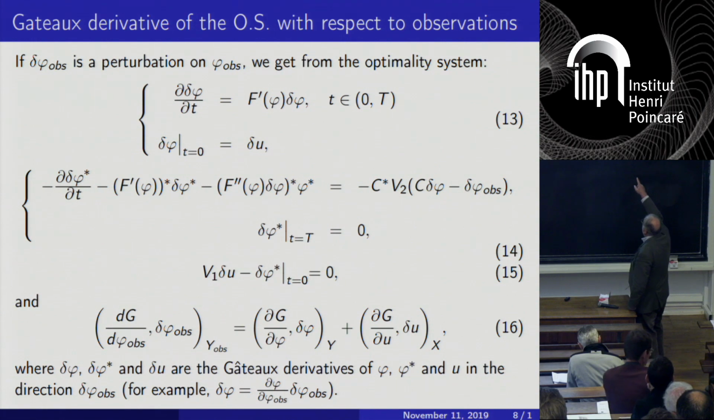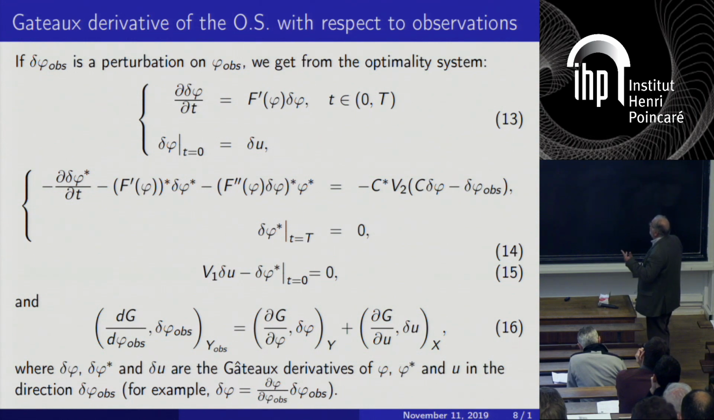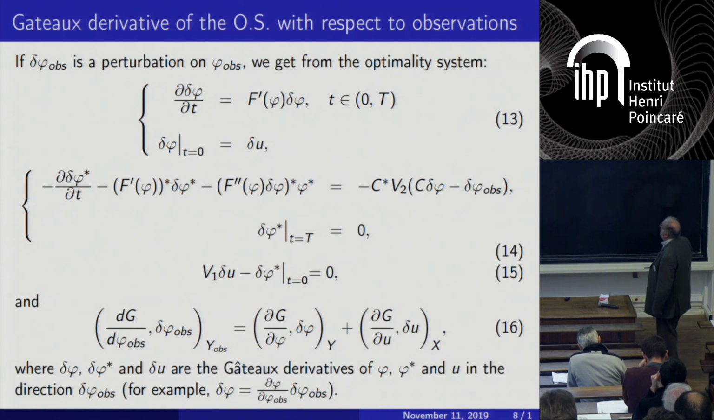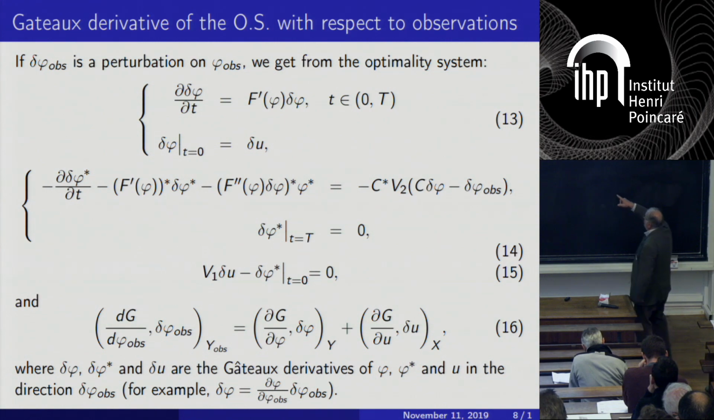So basically, we put a perturbation delta phi obs. The perturbation is on the observation. Then there is a perturbation on the model itself, and the new initial condition is delta u. There is also a perturbation on the adjoint model, and we need the Gateaux derivative of the adjoint model, which is the second equation. So we have this system, and from this system, it's possible to compute dg over d phi obs.